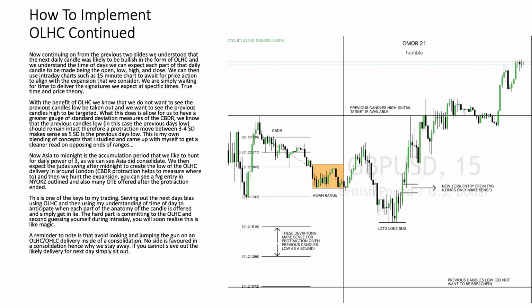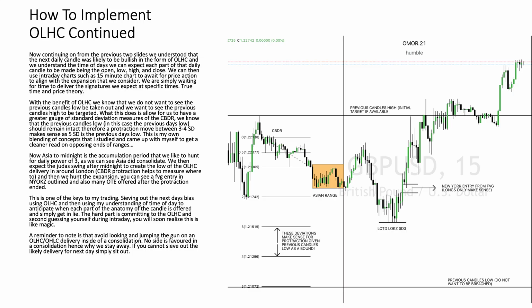This is my own blending of concepts that I studied and came up with as well, right? It's simple logic. Given an open, low, high, close delivery, we don't expect the previous candle's low to be traded to. This is the previous candle's low, and this is the previous candle's high, right? And this is the new day, this is midnight. We don't want to see price go to 4.5. That's getting very close to the low of the candle, right? It makes sense for it to be at 3, you can see that it's pretty bang on 3 or around 4, right? You see how now we've made a bound for our protraction.